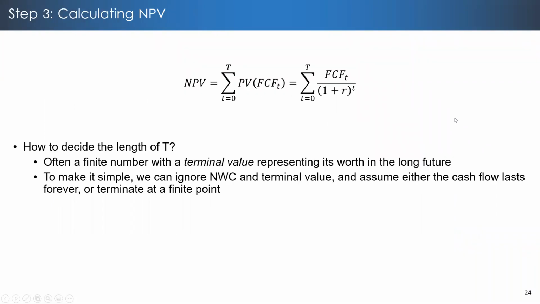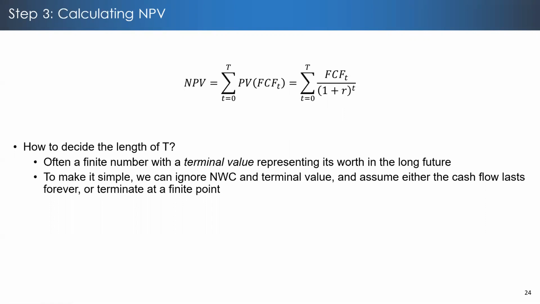So we just went over how to calculate net present value. Basically, this is just an abstract formula of what we just did. And one issue is, how do we determine the length of t? For a project, if you have something in mind on how long you want to open the coffee shop, for example 10 years, then use t as 10 years. This is generally a finite number, with a terminal value representing its worth in the long future.